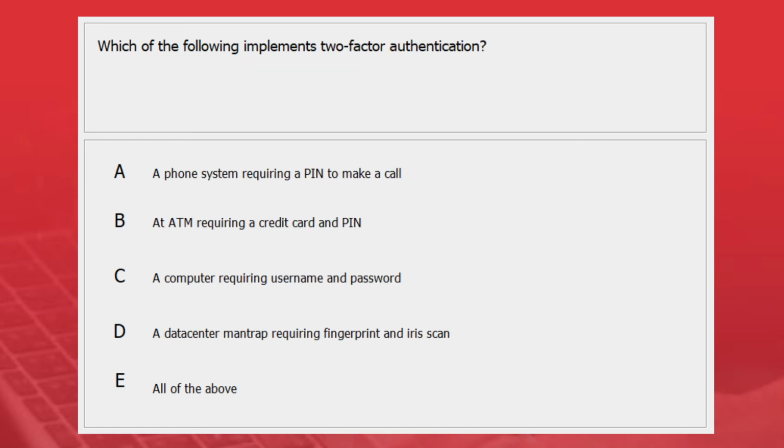Question number 26. Which of the following implements two-factor authentication? A. A phone system requiring a PIN to make a call. B. An ATM requiring a credit card and PIN. C. A computer requiring username and password. D. A data center man trap requiring fingerprint and iris scan. E. All of the above. The correct answer is B.